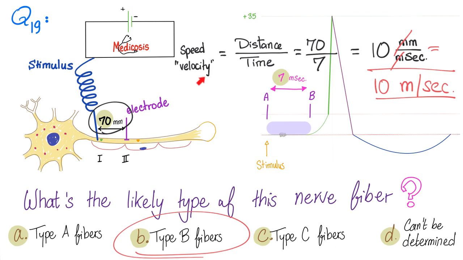For the physics nerd in the comment section, what's the difference between speed and velocity? Because there actually is a difference.